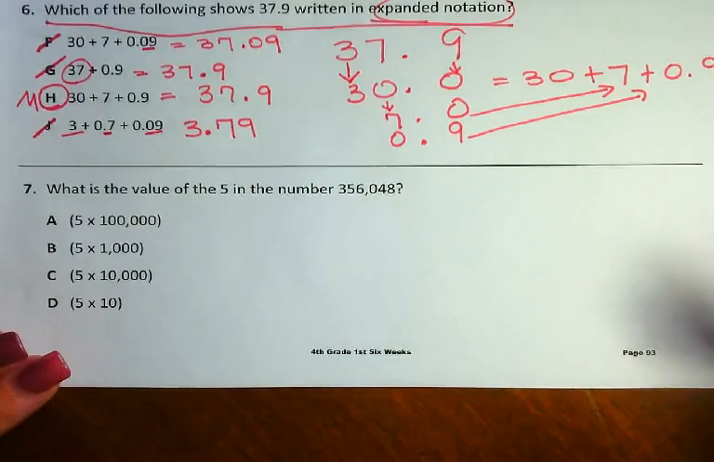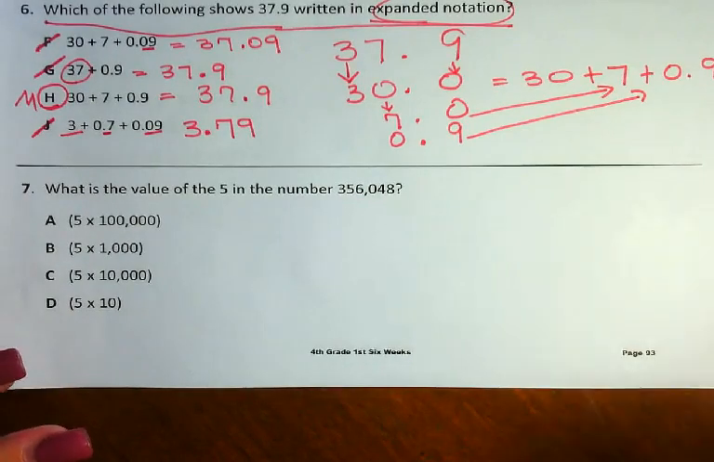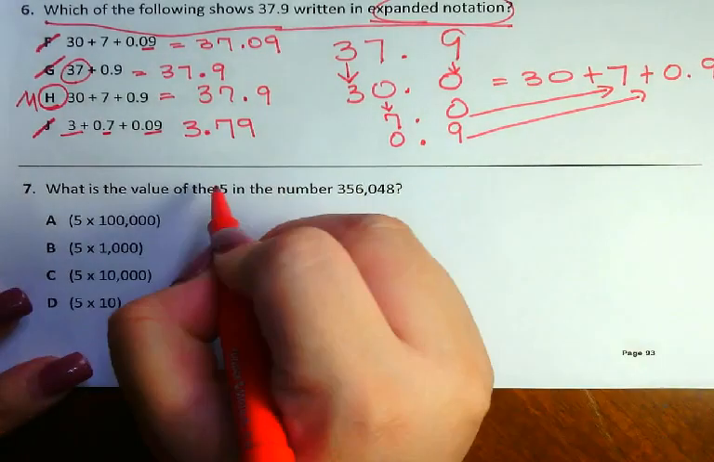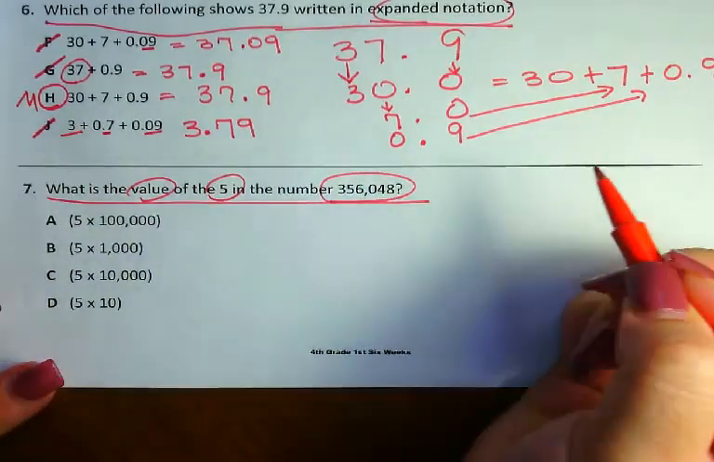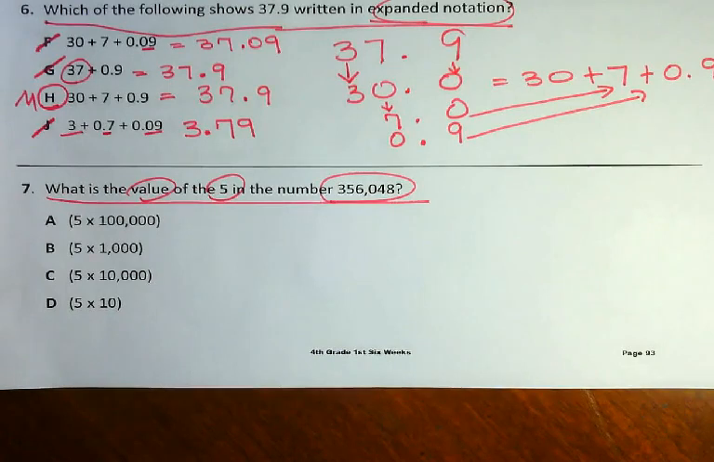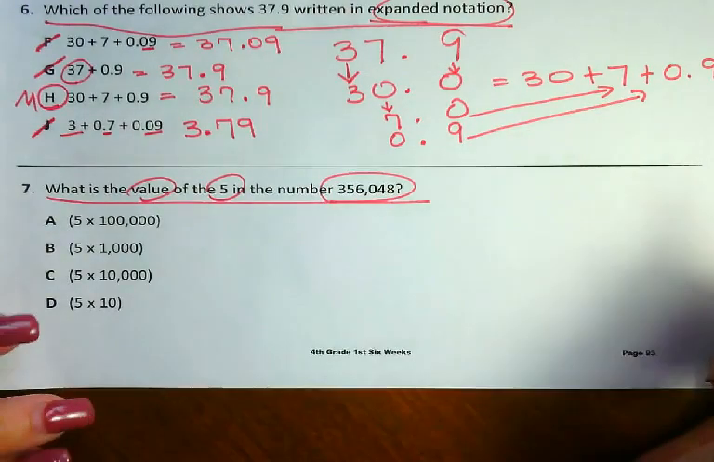Number 7. What is the value of 5 in the number 356,048? Okay, so we break it down, right?